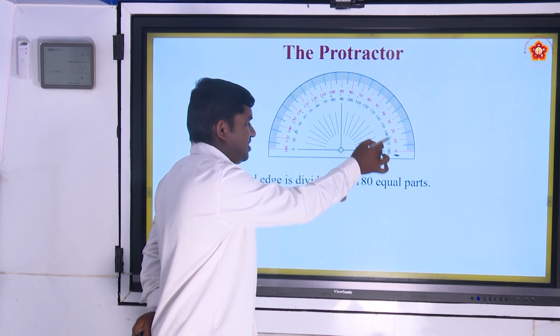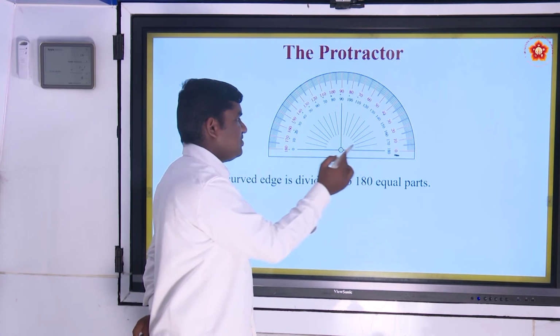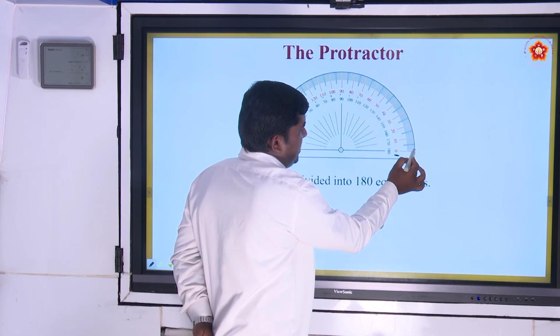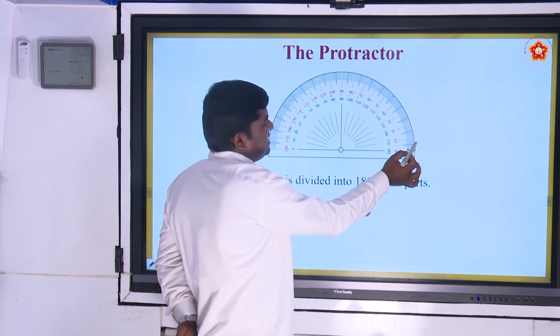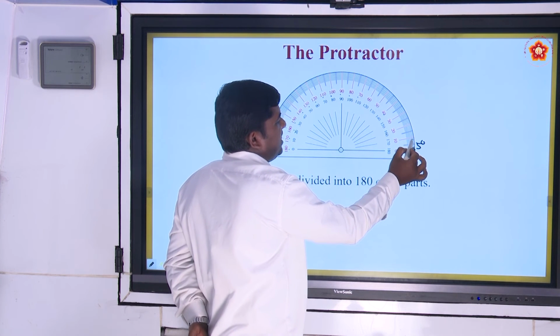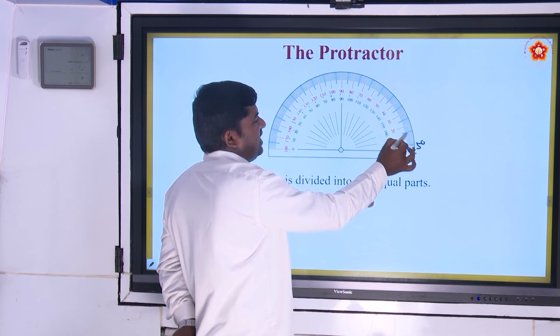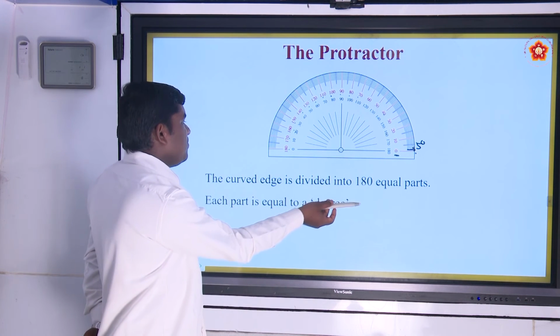Each part is called a degree. So this is 1 degree, 0 degree, 2, 3, 4. These blue lines are 5 degrees. From here to here 5 degree, from here to here 5 degree, 10 degree, like this. And also vice versa.